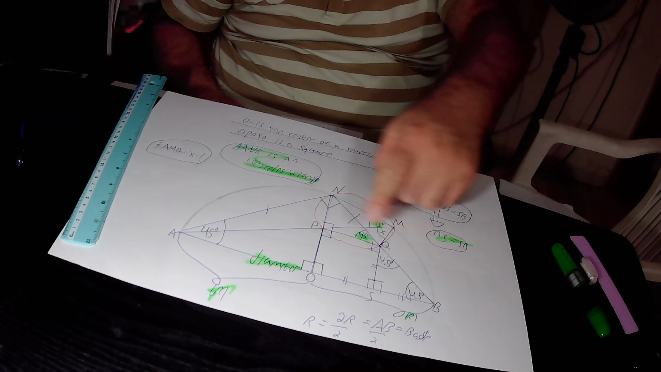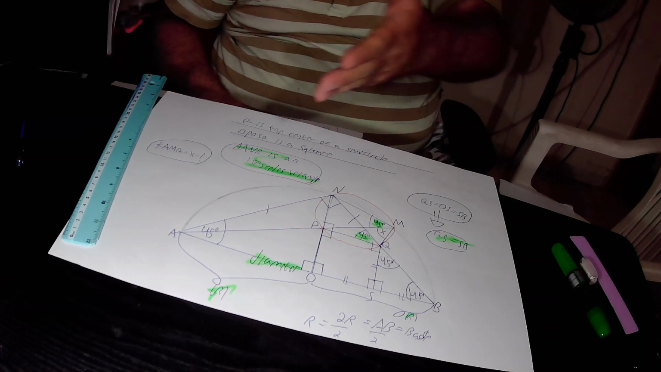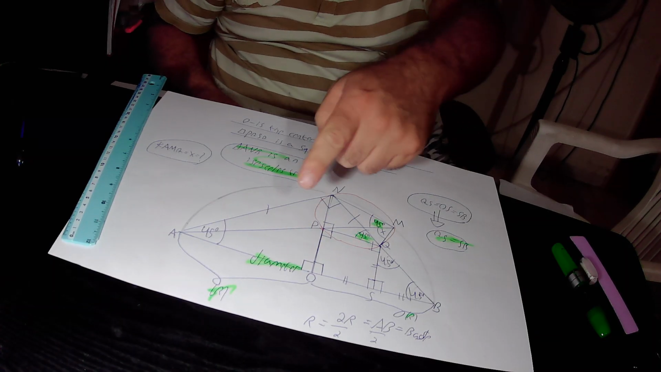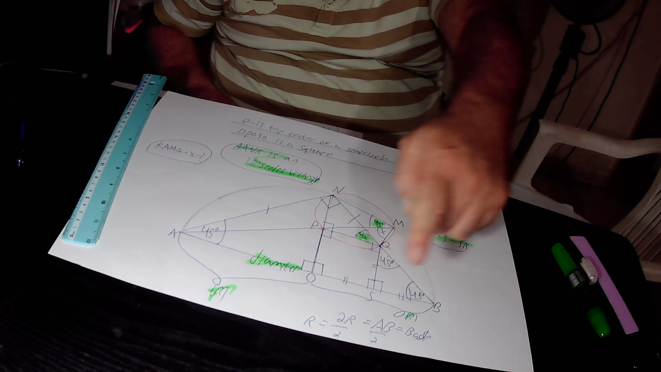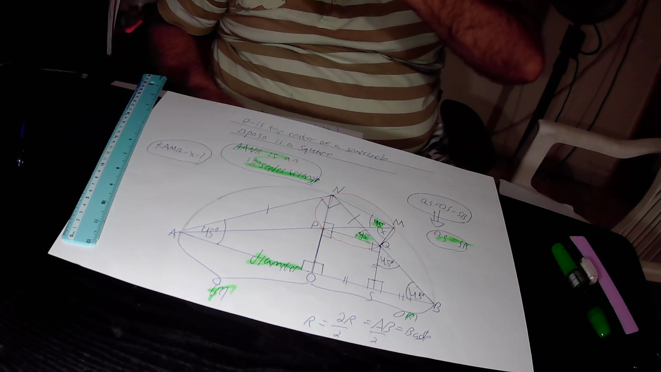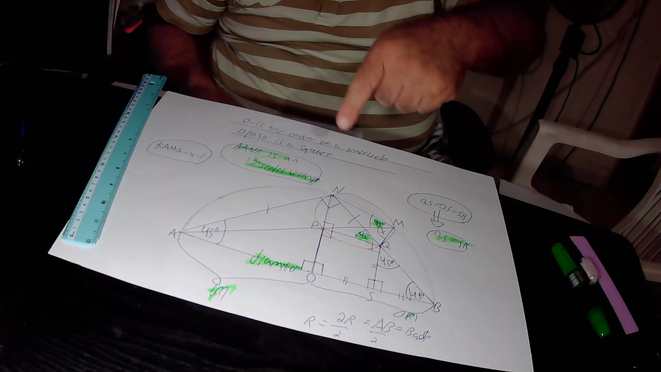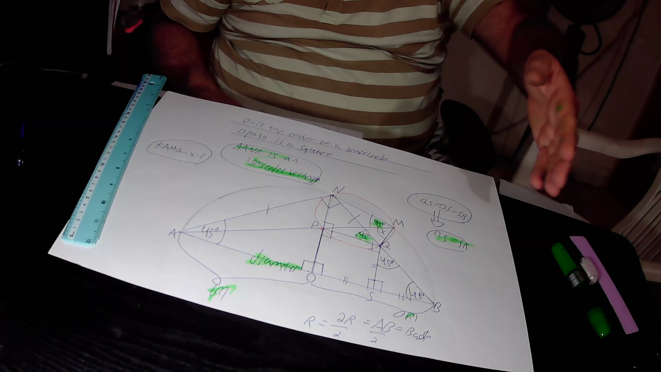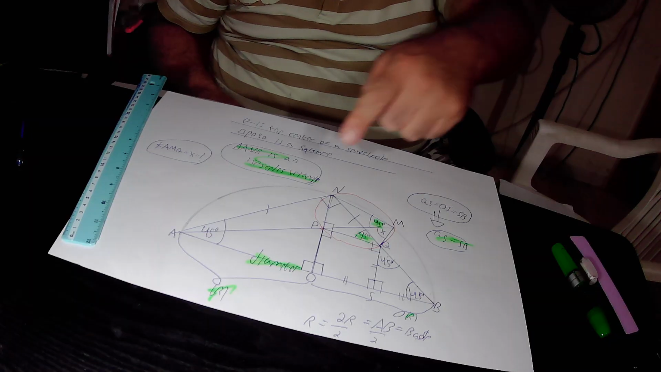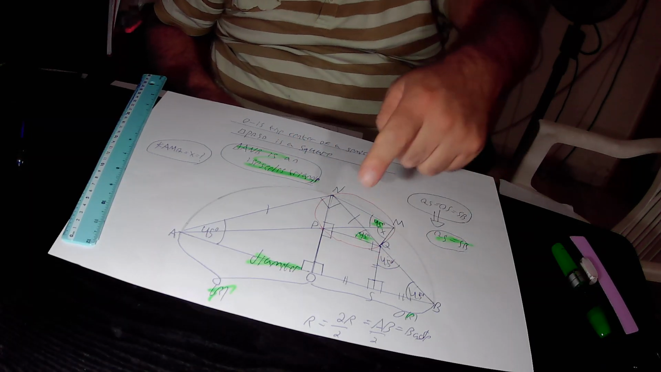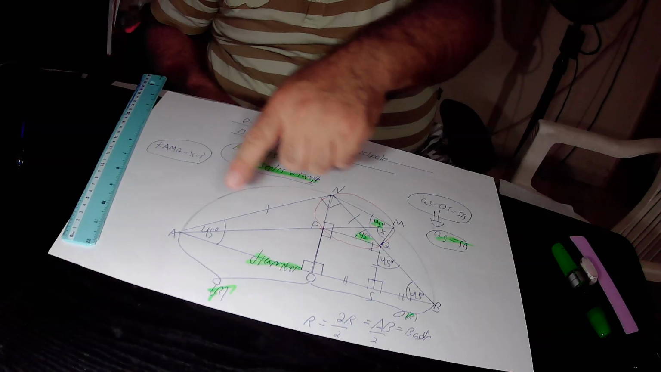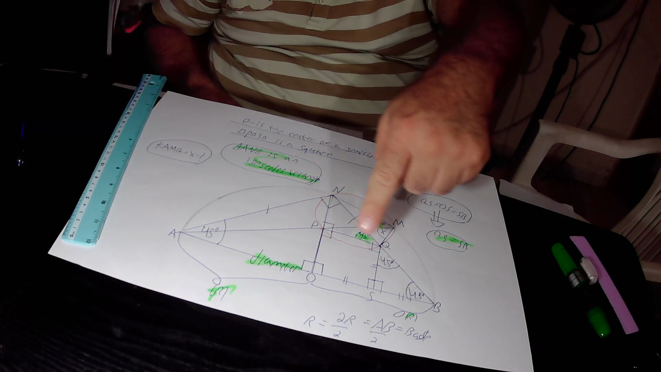But AB is also the diameter of the semicircle. So if the radius of this semicircle is R, then the diameter must be equal to 2R. Therefore AB also equals 2R. So the perpendicular from point N bisects the base AB. Each half must be equal to AB over 2, which is 2R over 2, because AB equals 2R. 2R over 2 is R. So the first half is R, and the second half is also R.